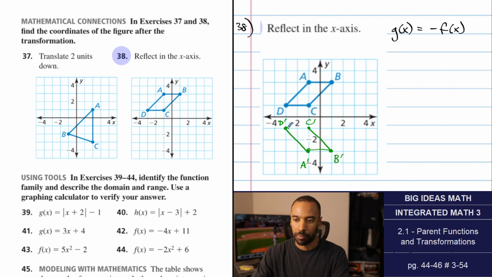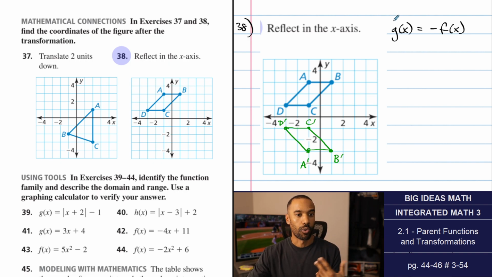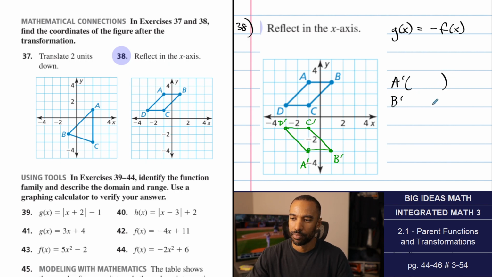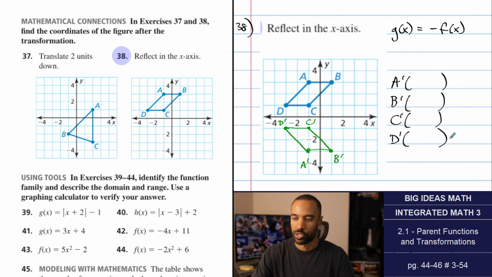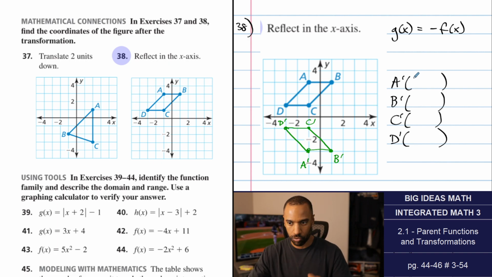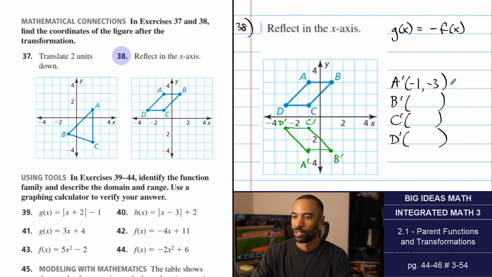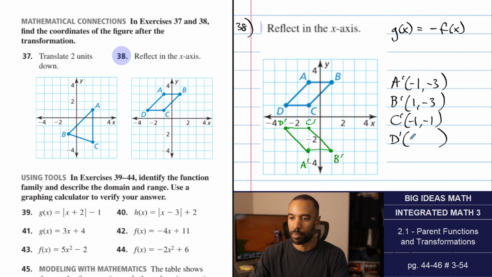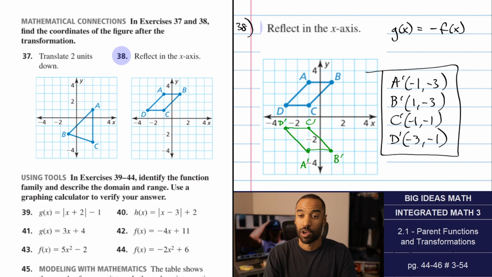Because here's the thing, right? Every point reflects, not just these ones, but these are the ones where they say, find the coordinates of the figure, the A, B, C, D, or A prime, B prime, C prime, D prime. Let's get them ready and solved. Again, kind of interesting because they're like, IM1 does this, you know. A prime is at -1, -3. Good start. B prime is at 1, -3. C prime is at -1, -1. D prime is at -3, -1. Okay. That's how I imagine we do those ones.